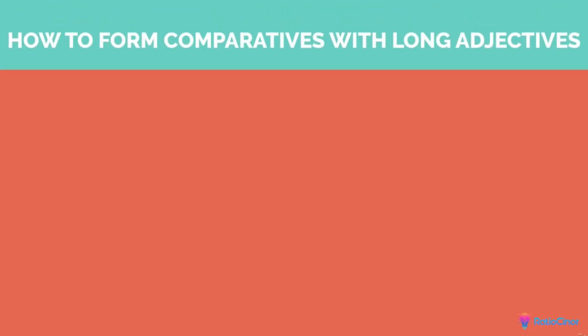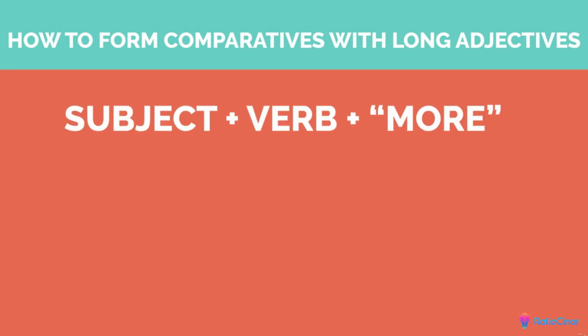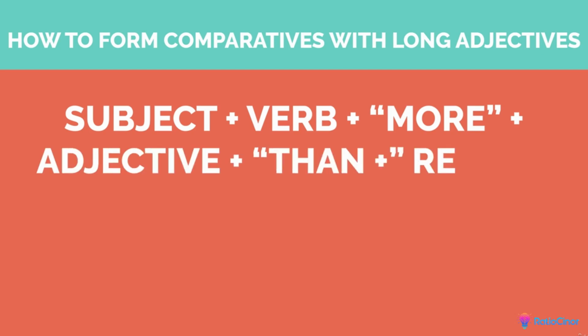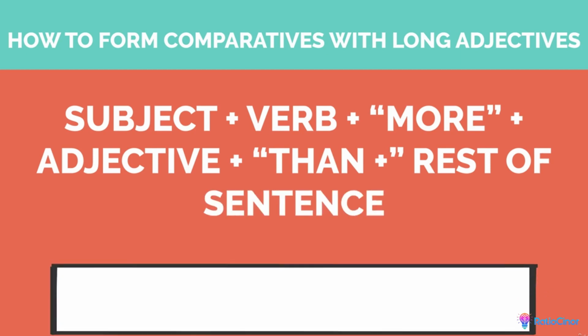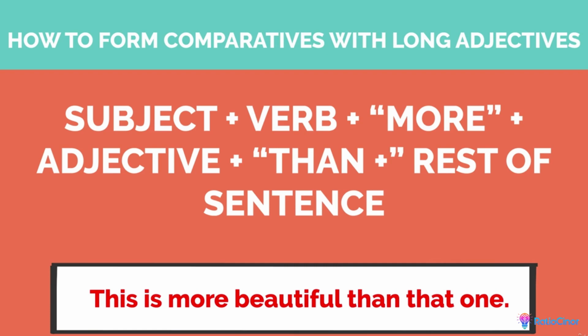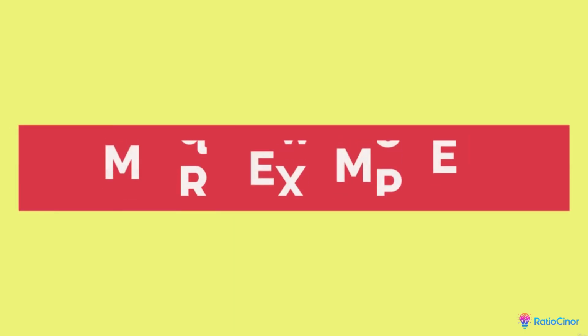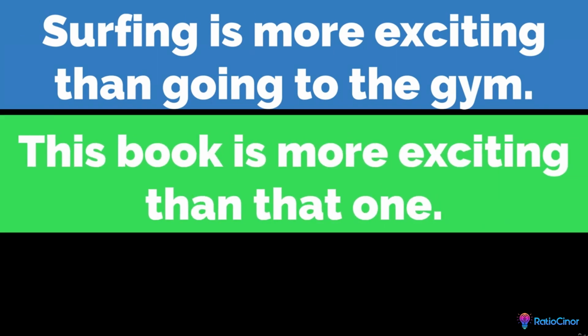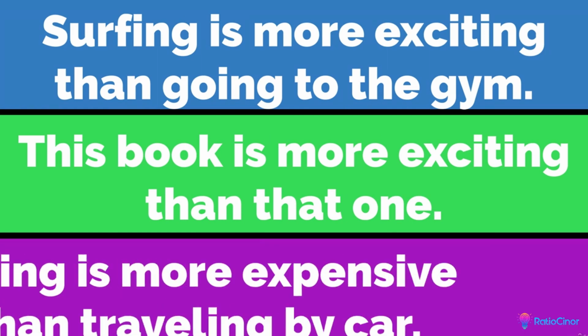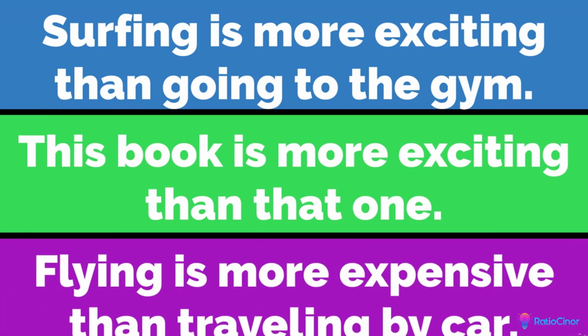How to form comparatives with long adjectives. Subject plus verb plus more plus adjective plus than plus rest of sentence. This is more beautiful than that one. More examples. Surfing is more exciting than going to the gym. This book is more exciting than that one. Flying is more expensive than traveling by car.